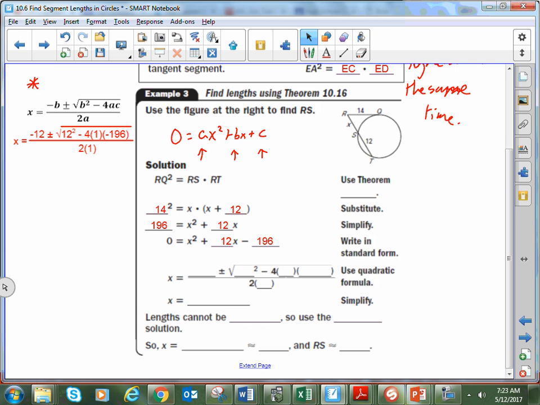Now we're going to start simplifying things. According to our order of operations, we have to do things inside the parentheses first. Well, everything that we see here underneath the square root, that's called the radicand.